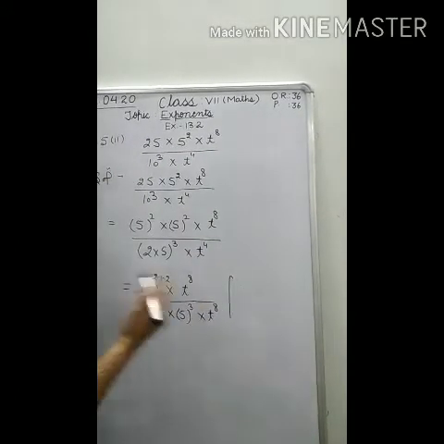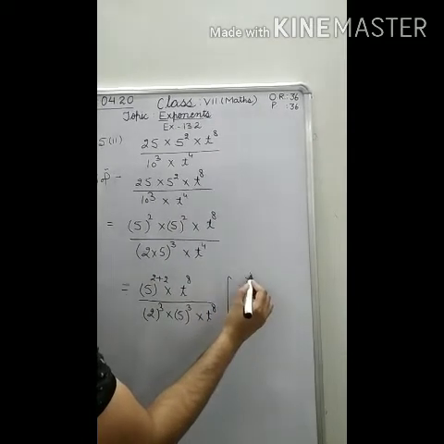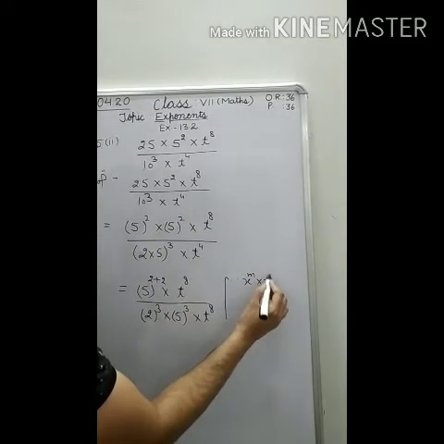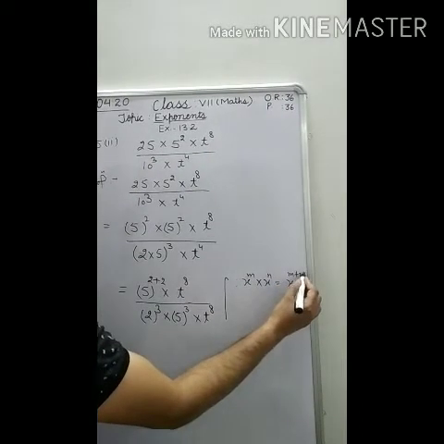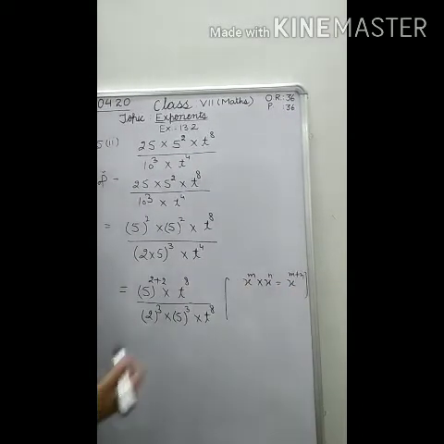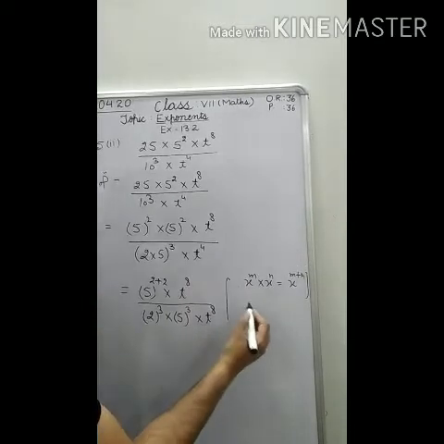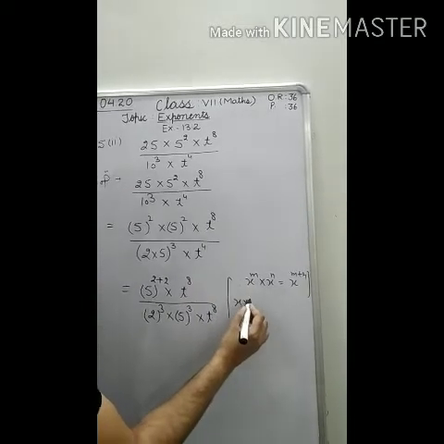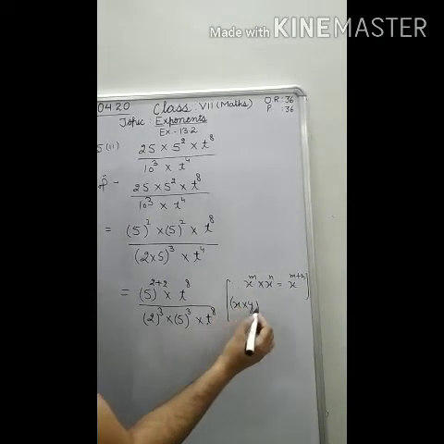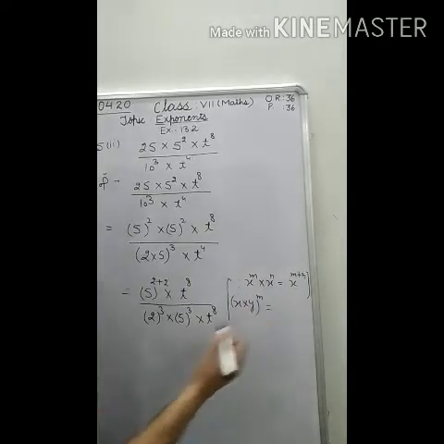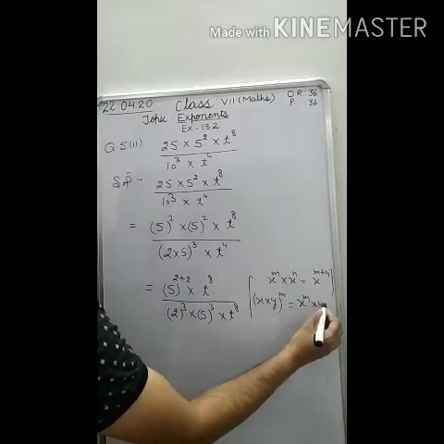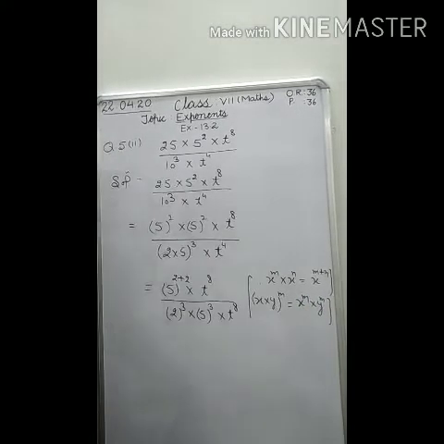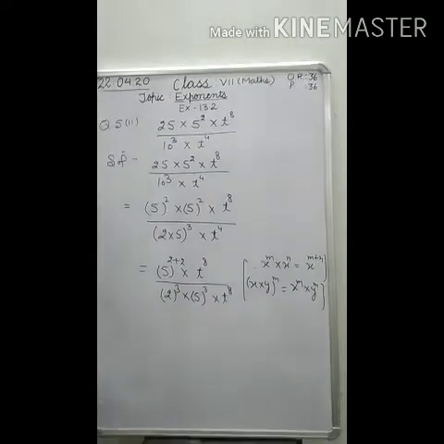What identities have you used here? First one is x raised to the power m into x raised to the power n is equal to x raised to the power m plus n. And the second one is (x multiply y) whole raised to the power m is equal to what? x raised to the power m multiply y raised to the power m. These two identities you have used here.